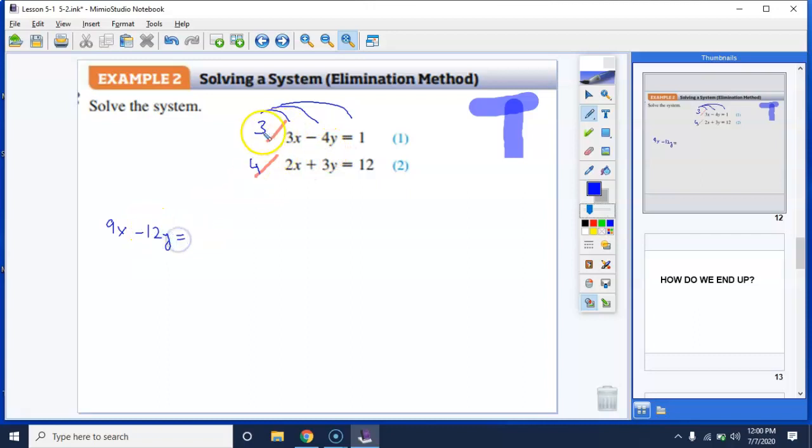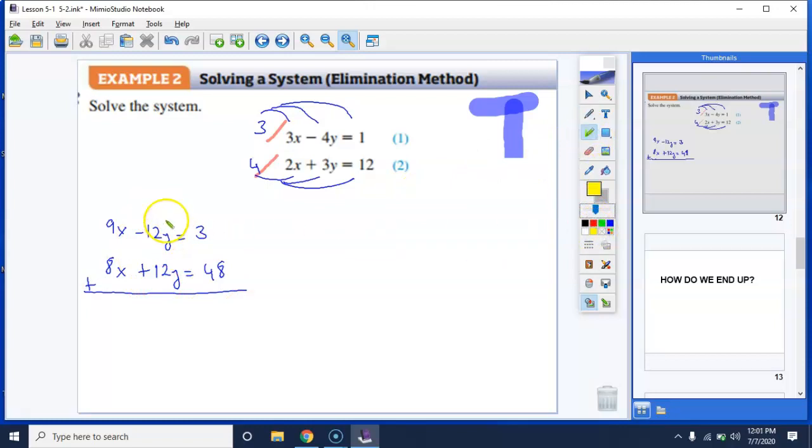12y equals 3 times 1 is 3. Second equation, let's times by 4, every single term. 4 times 2x, 8x. 4 times 3y should be 12y equals 4 times 12 should be 48. So as of right now, I'm so glad to see these two. I got negative 12y, positive 12y. They will cancel each other.